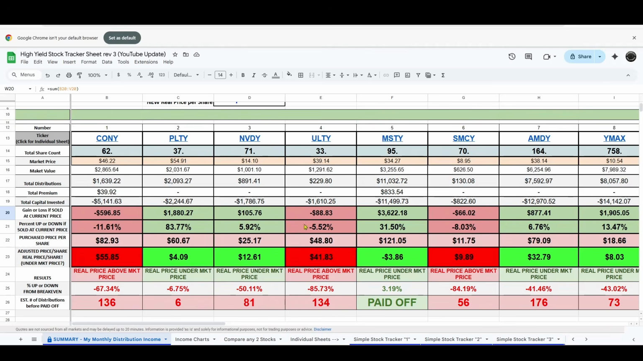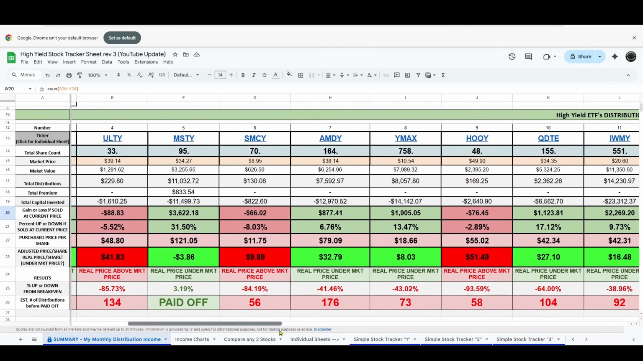As you can see, I've got a few of these that are red, but I've got a whole lot more that are green. And like I said, the ones that are down, they're not down by much. The biggest one is CONY, and it's only down 11.6%. That's not too bad of a deal. So now that we can see where I'm currently at, and this is my updated summary page with my distributions and the last market price, which was Friday, the ones that are red are CONY, ULTY, SMCY, and HOOY.